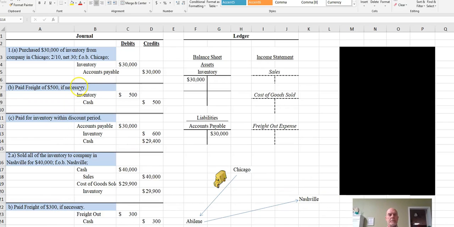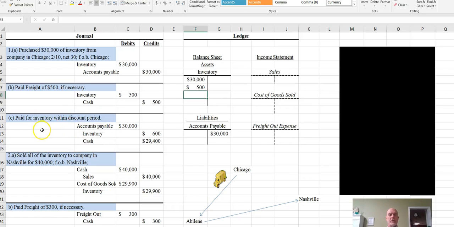Okay, who pays the freight charges on this? It's coming from Chicago to Abilene. We negotiated free on board Chicago. That means it's free to them. We have to pay the freight. So we're going to write a check, $500 to the trucking company. This is freight on incoming product, freight in. So that would go to the inventory account, debit inventory for $500, credit cash.